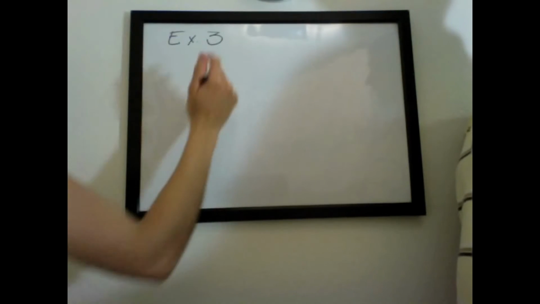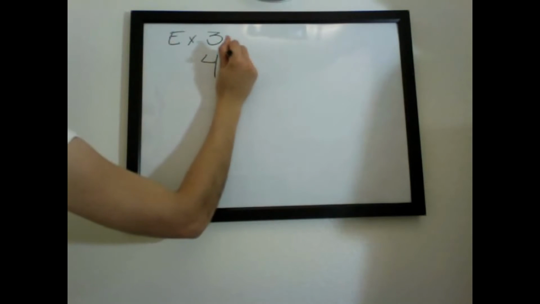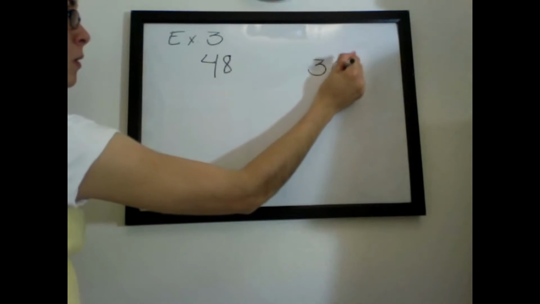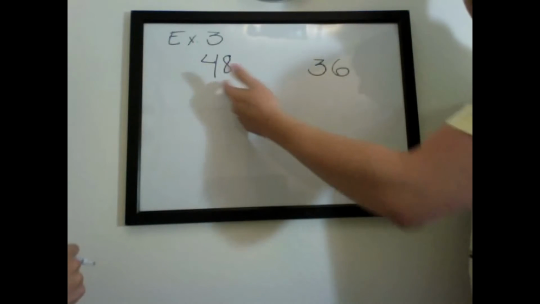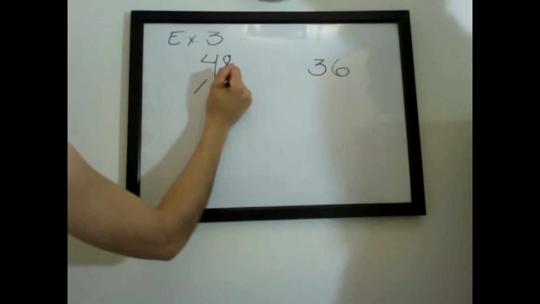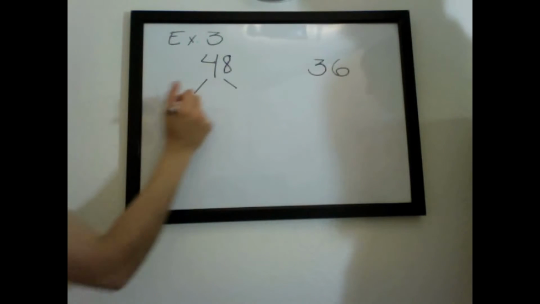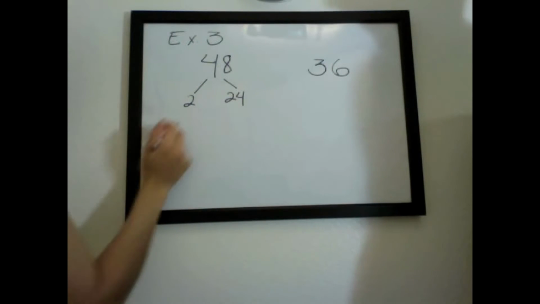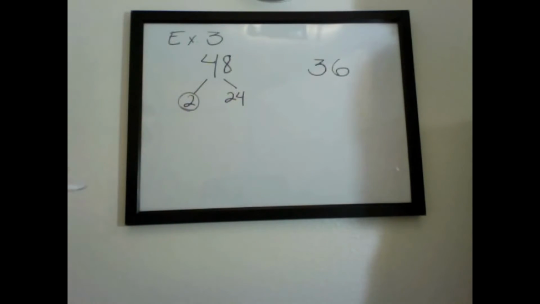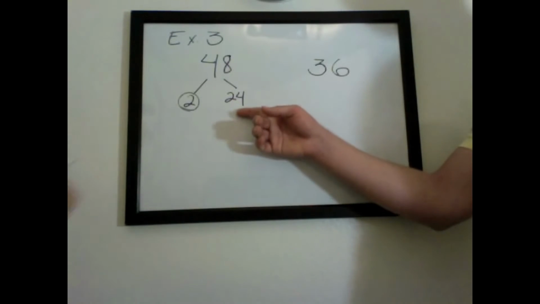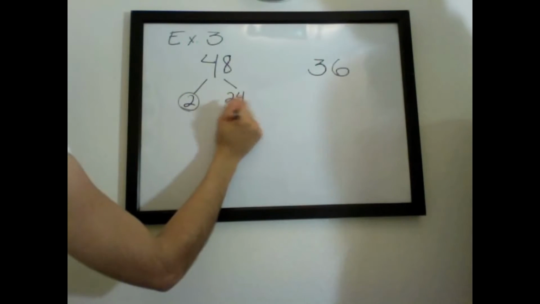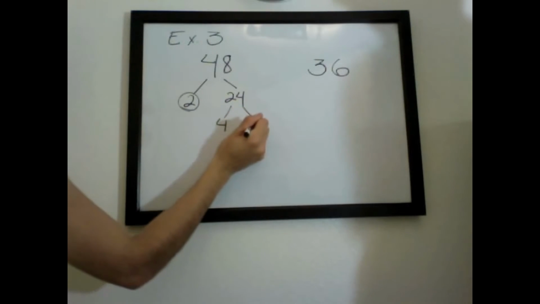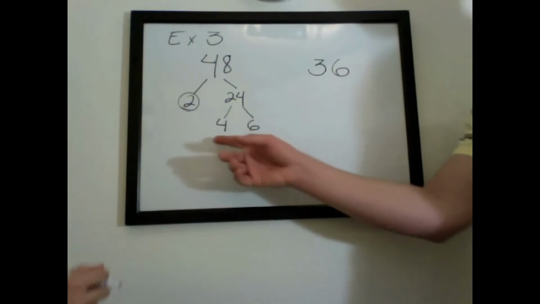Okay, we're going to look at 48 and 36. Okay, let's break up 48. If you divide 48 by 2, you get 24. And 2 is a prime. Now we're going to need to break up 24. What two numbers can break it up? I'd say 4 and 6. Now, neither of those are primes, so we need to break up 4 and 6.